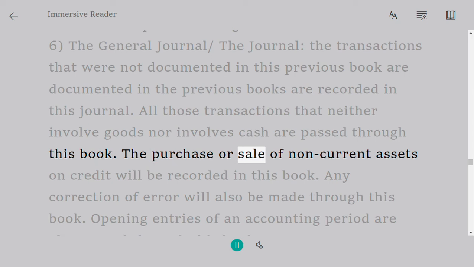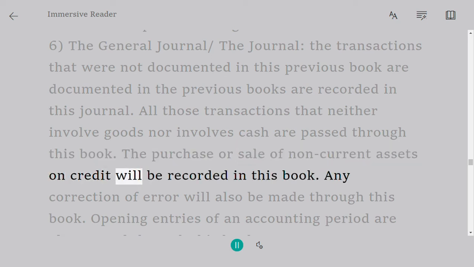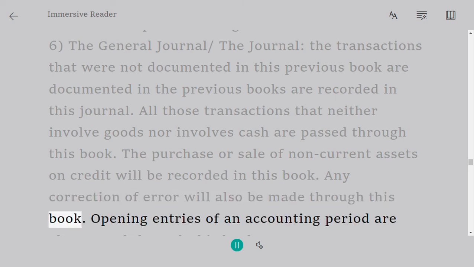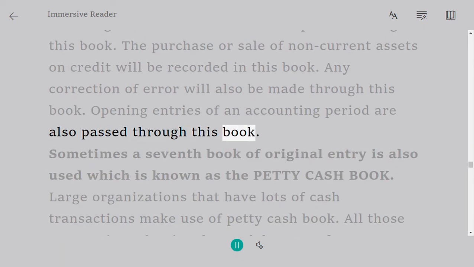The purchase or sale of non-current assets on credit will be recorded in this book. Any correction of error will also be made through this book. Opening entries of an accounting period are also passed through this book.